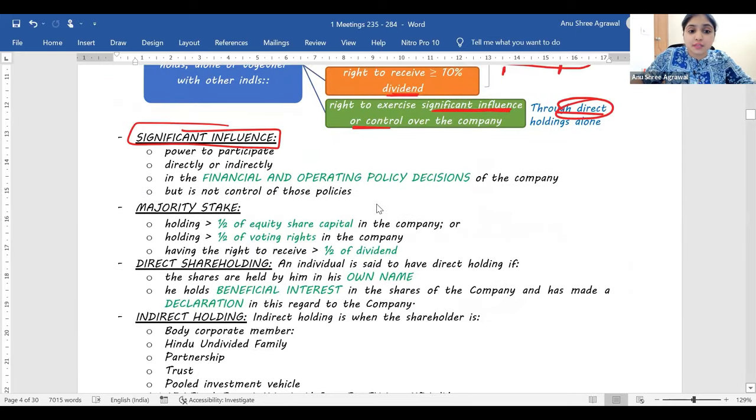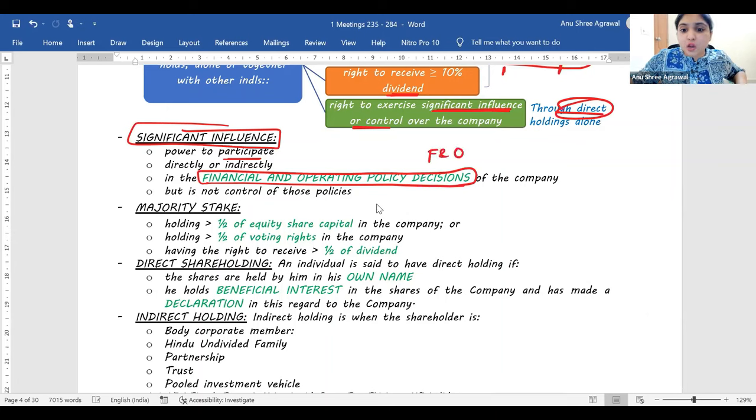What do you mean by significant influence? Significant influence is the power to participate in the financial and operating policy decisions of the company. Please remember, guys, significant influence is not the power to make the decision. It is a power to participate in the decision making. This keyword here, participate, it is not the power to make the decision. It is a power to participate. Participate in what decision making? Power to participate in the financial and operating policy decision making of the company.